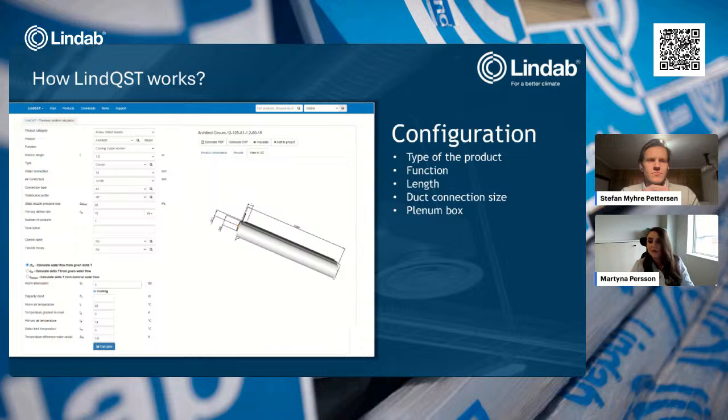Here you can easily configure different kinds of inputs, for example, product type, product length, function. You can also select a different type of duct connection size. Depending on what kind of product you have selected before, you will have different inputs to choose between. You can also insert some technical data like room air temperature or water inlet temperature, and you can calculate it to get the results. You can even see the product in 3D.